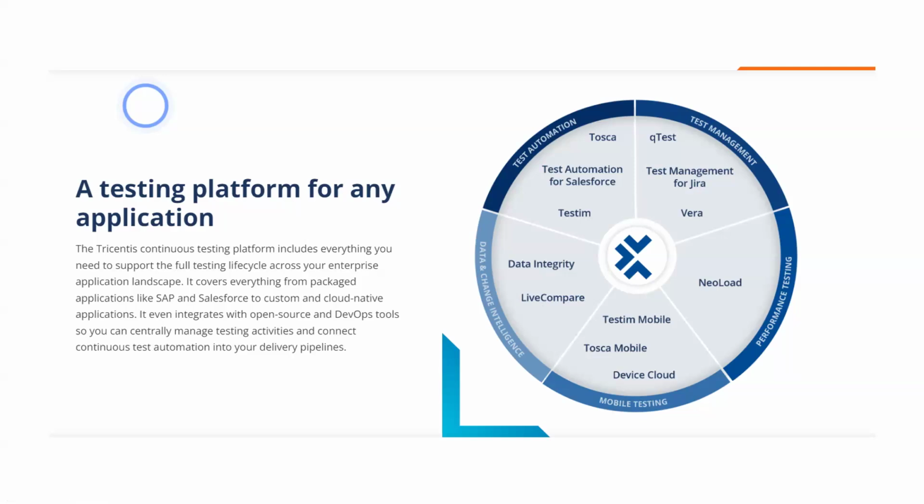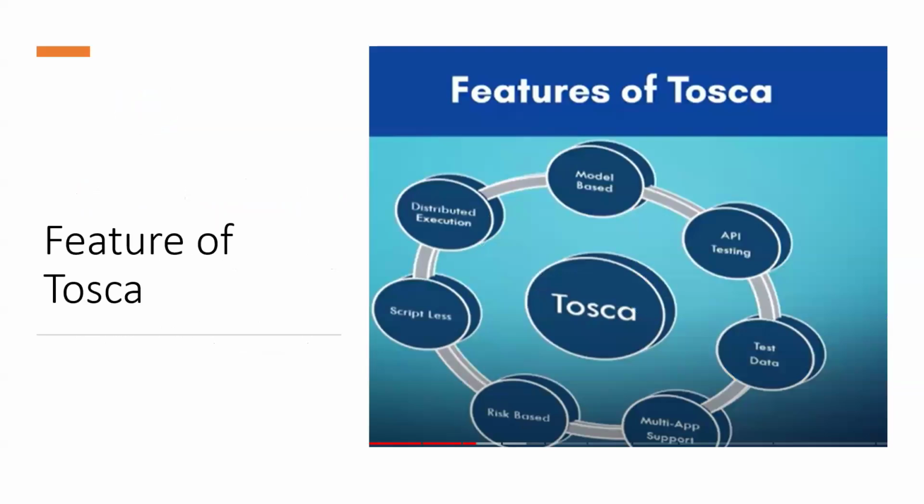Daily we get so many new features in Tosca. So we have to explore Tricentis and Tosca. Okay. These are the main key features of Tosca. One is model-based testing. I'll talk about what is model-based. We can do API testing, test data management, multi-application support is there, risk-based testing is there, scriptless testing, and distributed execution. Okay, so this could be one interview question for you.